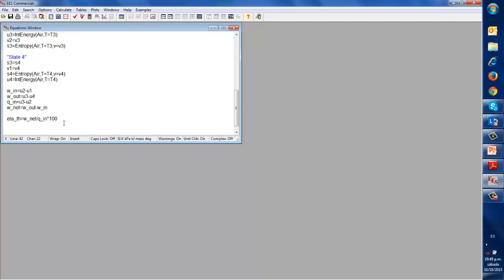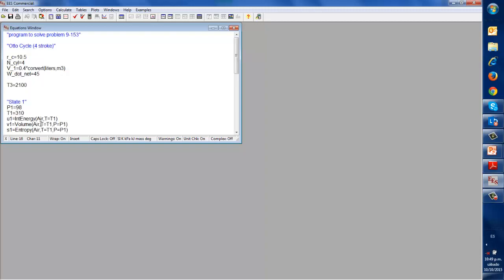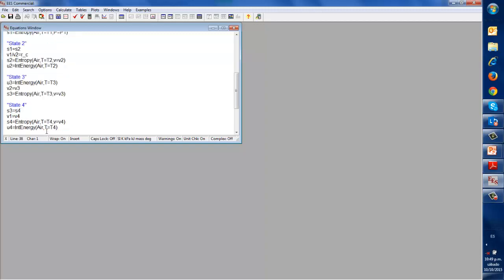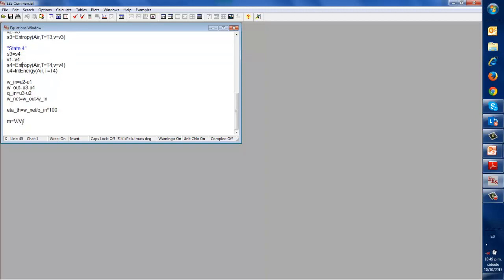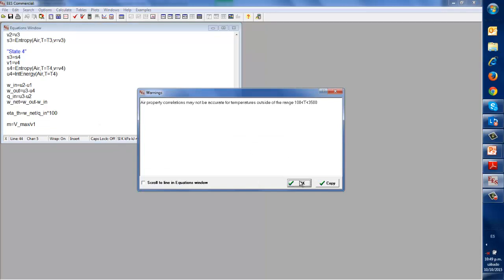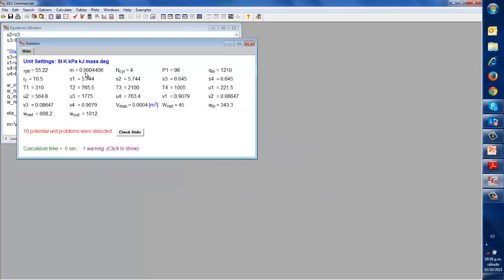So we can now introduce the formula for the mass. Mass will be equal to V over V1. Remember how do we call this volume? We call it volume 1. I'll change this to Vmax so we don't have conflicts, because it doesn't differentiate between capital and lower letters. So this is V1 and this is Vmax. So if we press F2, we see that we have the same value.